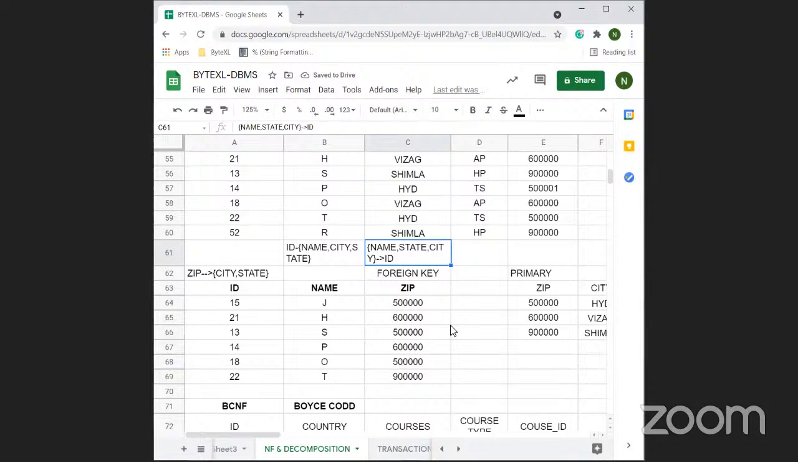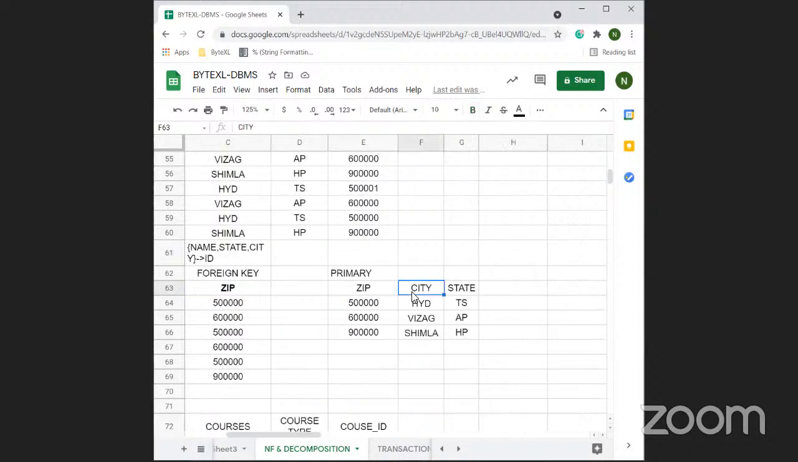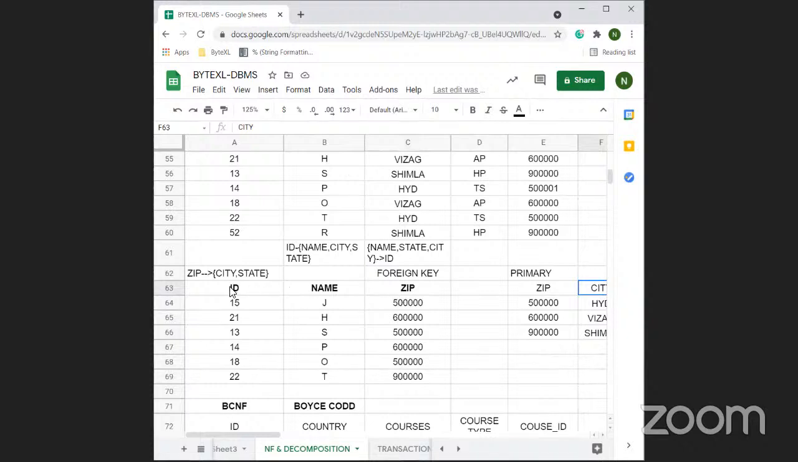But after the normalization, after decomposition, now I cannot take name and state city in one go. City and state is in a separate table. Name and zip, name and ID is in a separate table. Therefore, this relation is not present in the tables now. This is called lossy. The relations of the table when it is together are not available when it is separated. Therefore, it is called lossy. This is lossy and lossless.